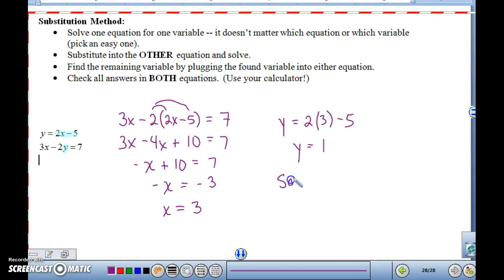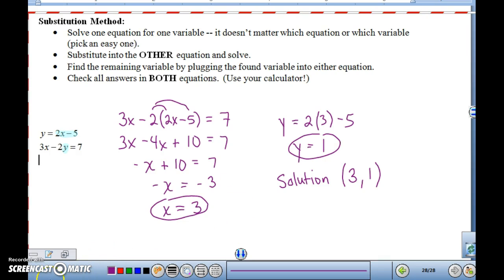Now your solution can also be written as an ordered pair. X is 3 and y is 1 is my solution. X is 3 and y is 1 works in both equations. The solution would be 3, 1 written like an ordered pair. Remember, x goes first, y goes second. So if you see the answer 3, 1, you have to know x is 3 and y is 1.